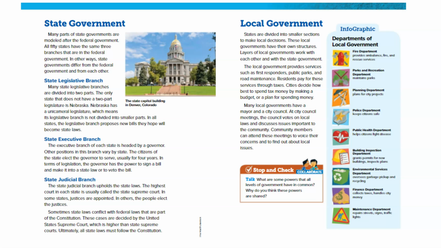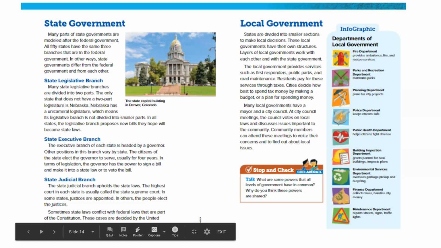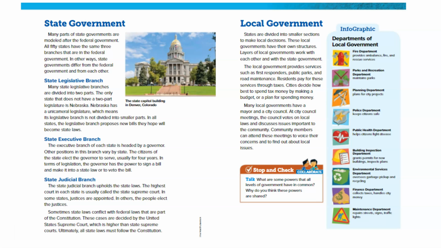The Building Inspection Department grants permits for new buildings and inspects plans. The Environmental Services Department oversees garbage pickup and recycling. The Finance Department collects taxes and handles city money. The Maintenance Department repairs streets, signs, and traffic lights.